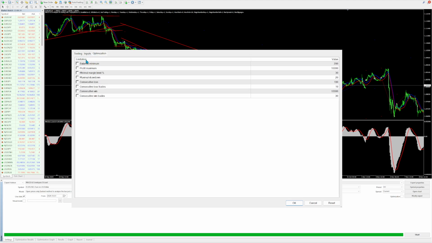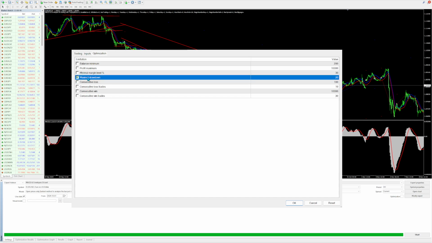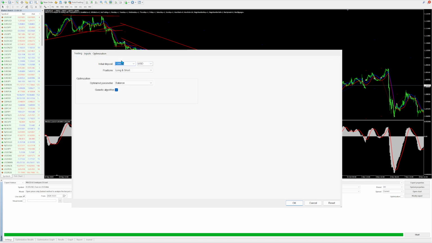Under this optimization tab here, you can choose if you want to filter your results of the optimization. For example, if you check the maximal drawdown, it will only show you results which fit within this criteria, which you can of course change as well if you wish. I leave these all unchecked because I want to see all results just so I know what works well and what doesn't.